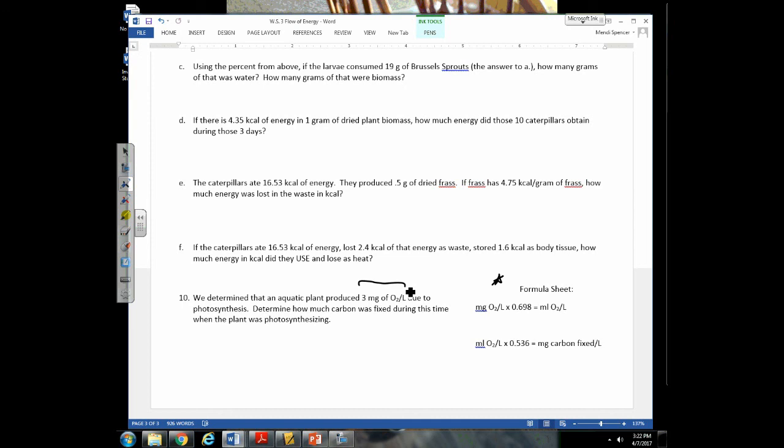It says we determined that an aquatic plant produced 3 milligrams of oxygen per liter, and hopefully you recognize that the plant is doing photosynthesis. It's making glucose, and oxygen is a byproduct. So if we want to know how much glucose they're making, we can figure that out if we know the amount of oxygen they're producing, because they produce oxygen at the same rate that they produce glucose. So if you know one, then you can figure out the other one. It says, determine how much carbon was fixed, and hopefully you know that means how much CO2 was converted to organic molecules like C6H12O6 in the Calvin cycle.